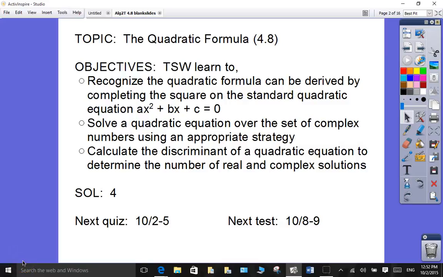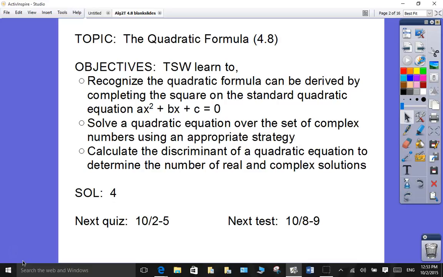Okay, quadratic formula. I know you've heard of it before, probably used it a little bit. I even condensed this a little bit, but there's a fair number of SOLs that relate to the quadratic formula. The number one of which we're going to show: we're going to derive the quadratic formula by using the completing the square process. That's an SOL.